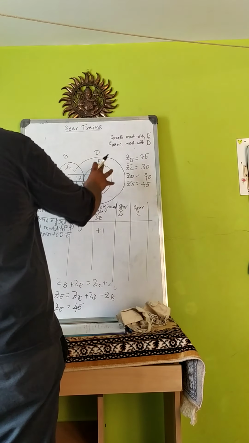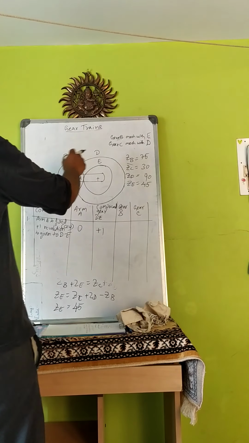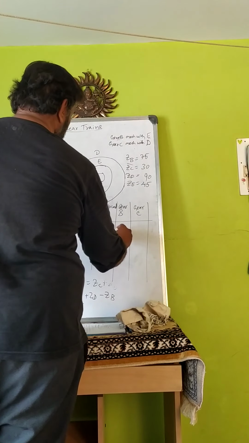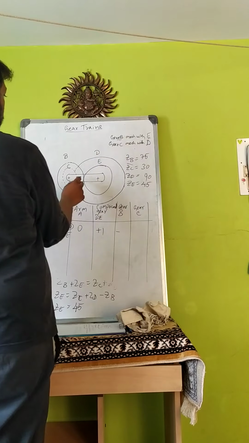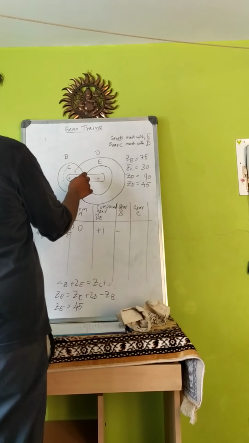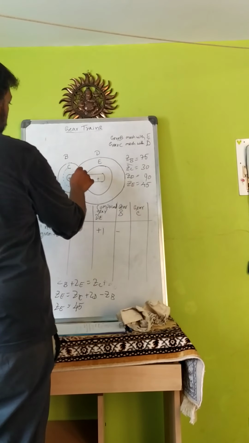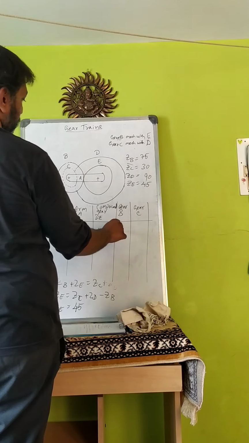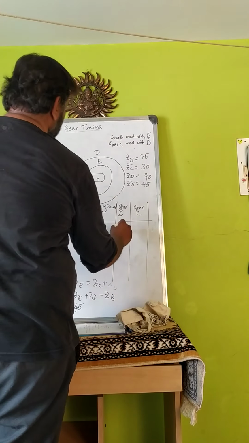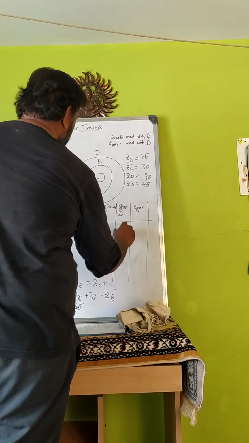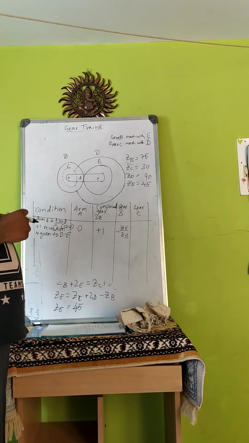Because of this DE, which is rotating anti-clockwise plus, gear B will be rotating, because gear B is meshing with gear E. So DE is rotating anti-clockwise, so gear B will be rotating in the clockwise direction. Therefore, I have taken it as negative. And the ratio will be ZE by ZB.